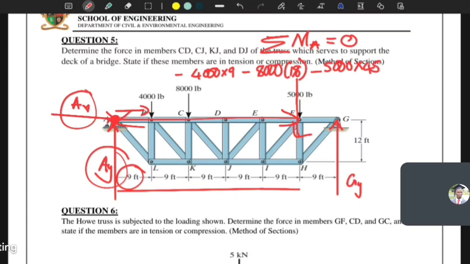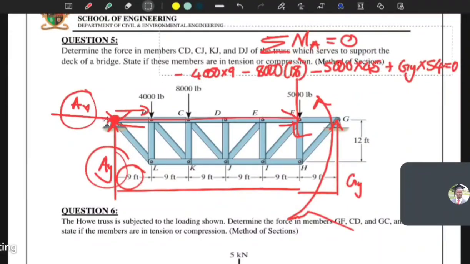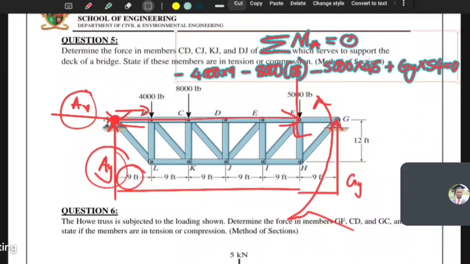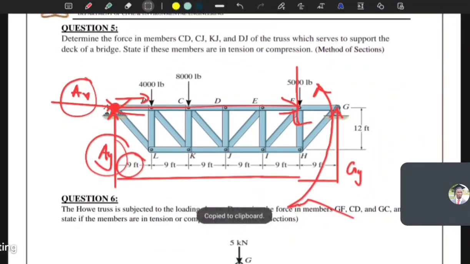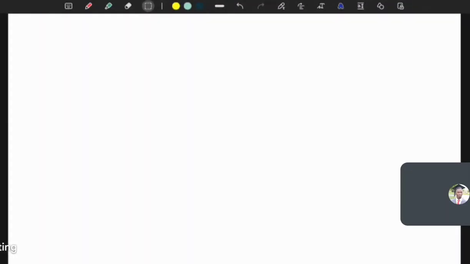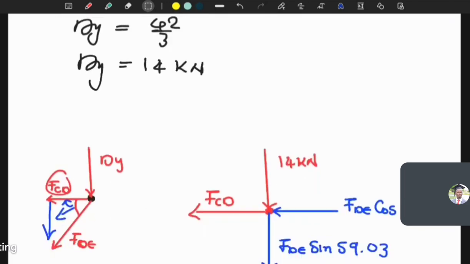Then the last one is GY. GY is now going the other way, so GY is causing anti-clockwise, so positive. And for GY, it's 45 plus 9, 54. So this is what we have for this part. So now we just have to solve this so that we find what GY is.